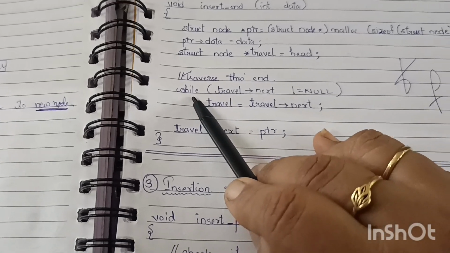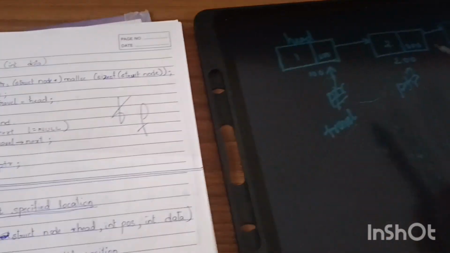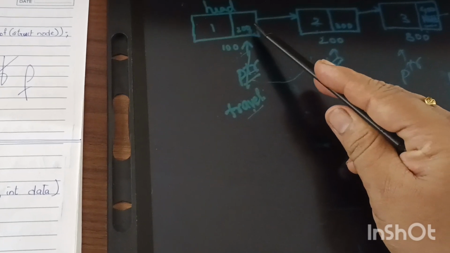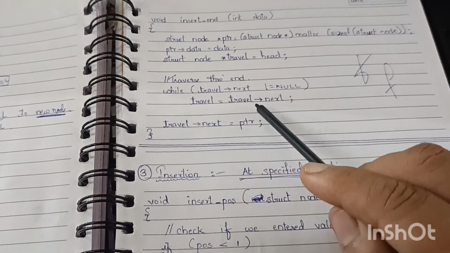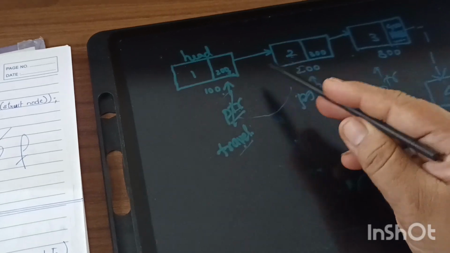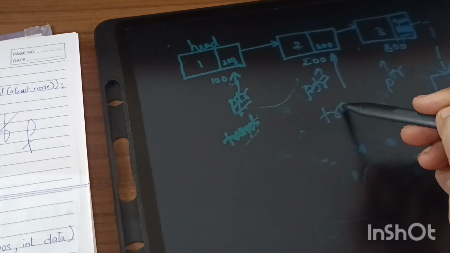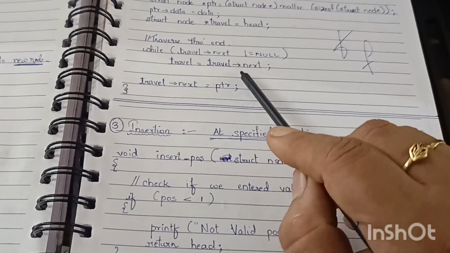So what I am doing while traversing: while travel of next is not equal to null, because we have to travel till the end. I am checking whether travel of next, or link, is not equal to null; only then can I travel. So travel equals travel of next. When it is not null, I make travel point to this node. Then again it goes in the loop, checking whether travel of next is not equal to null.